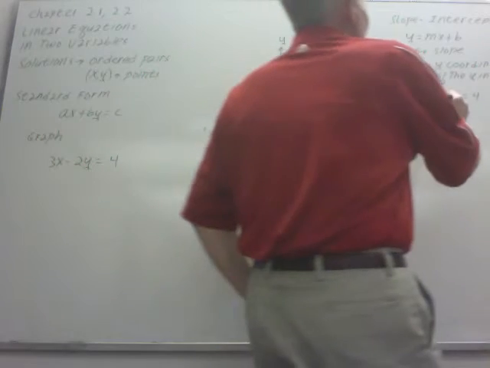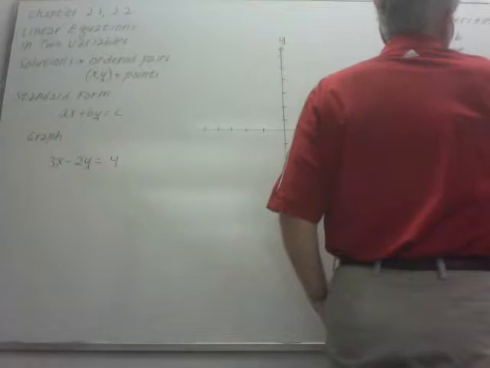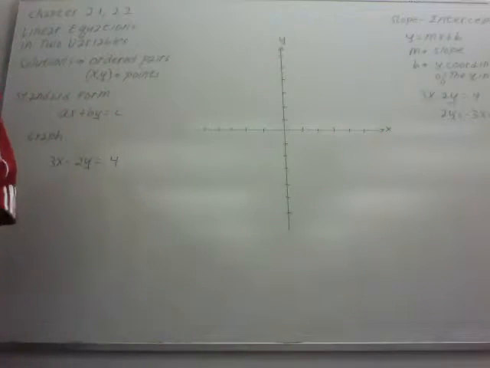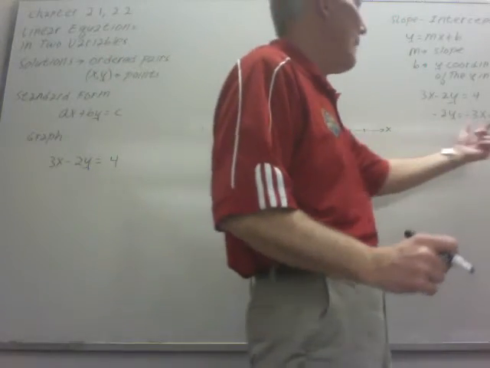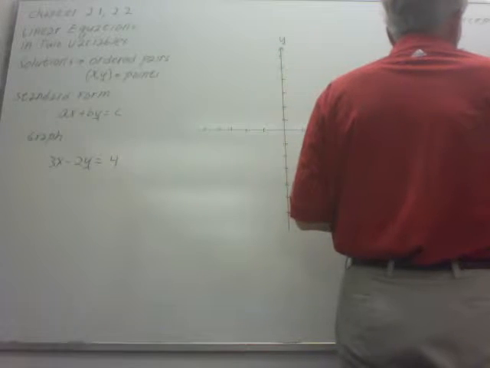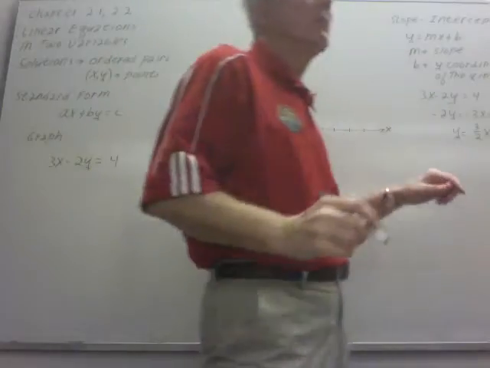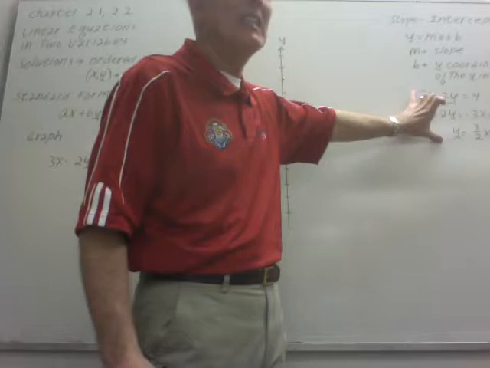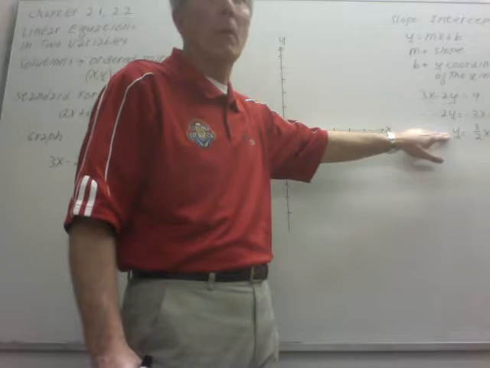So I end up with -2y is equal to -3x plus 4. I have to subtract 3x from both sides, get it over the other side. Last thing I need to do is divide by the coefficient of the variable, which is -2. We're going to divide both of these terms by -2. So y is going to be equal to 3/2 x minus 2. There is my equation in slope-intercept form. These are exactly the same equations. One is in standard form, one is in slope-intercept form.